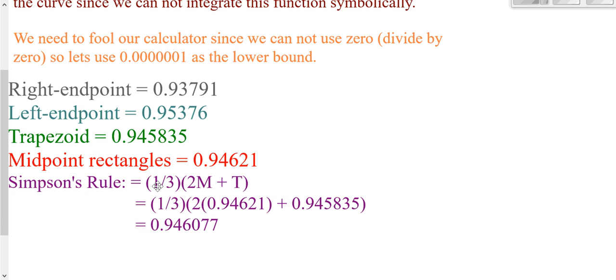Now, if you wanted, instead of using Simpson's rule from the program, you could just take your trapezoid, take your midpoint, and double the midpoint, add your trapezoid, and do a half, and that would also give you Simpson's rule.